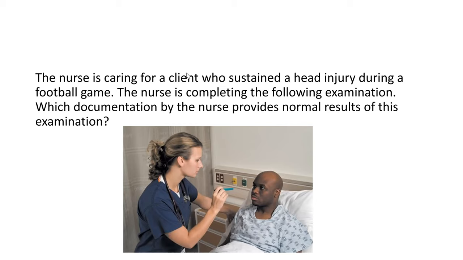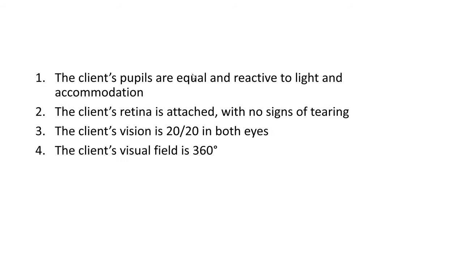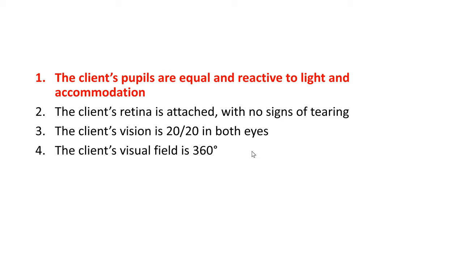All right, so now I'm going to give you the answer choices. And it's only one answer. The client's pupils are equal, reactive to light, and accommodate. The client's retina is attached with no signs of tearing. The client's vision is 20/20, or the client's visual field is 360. Okay. That was relatively simple. It's an assessment question.